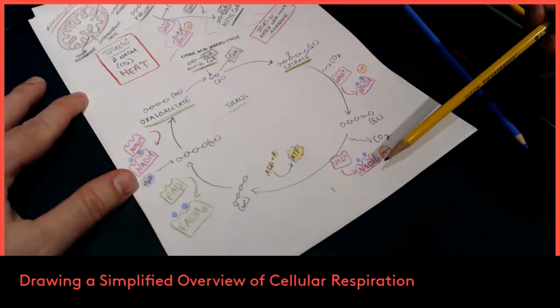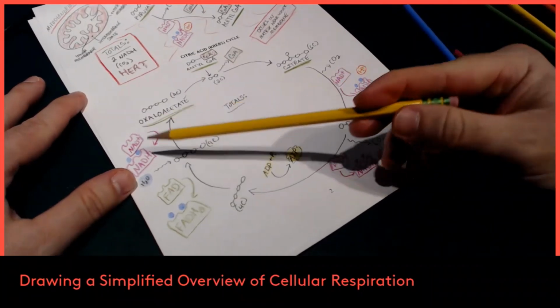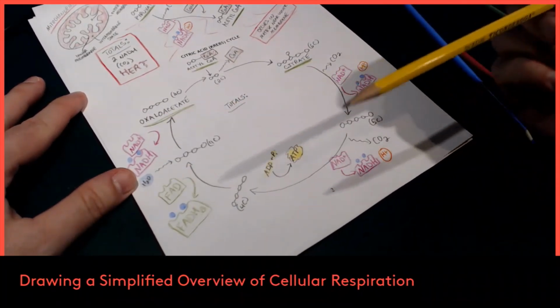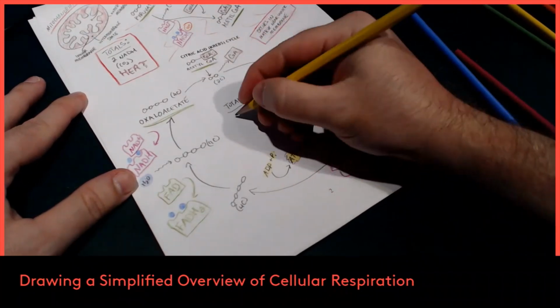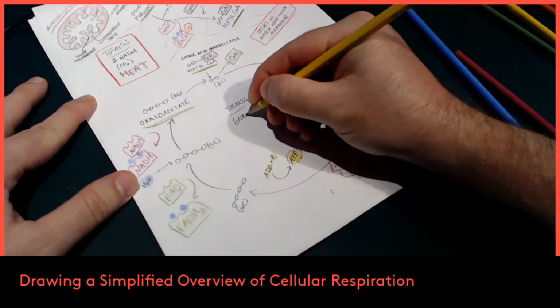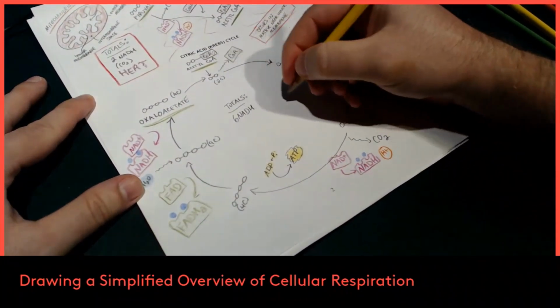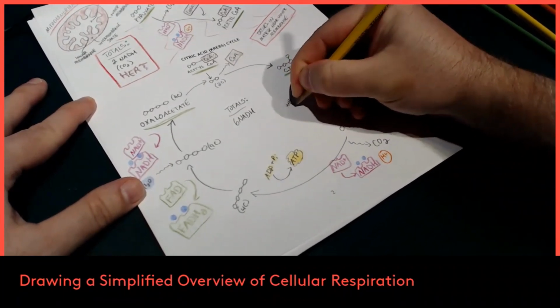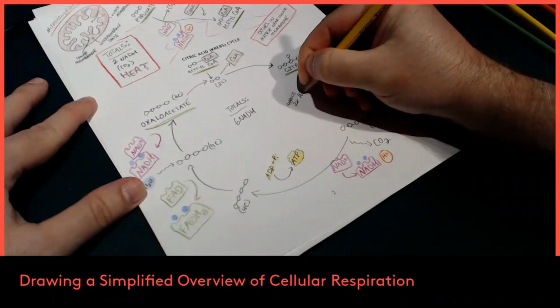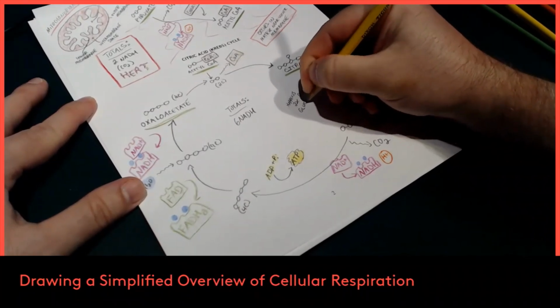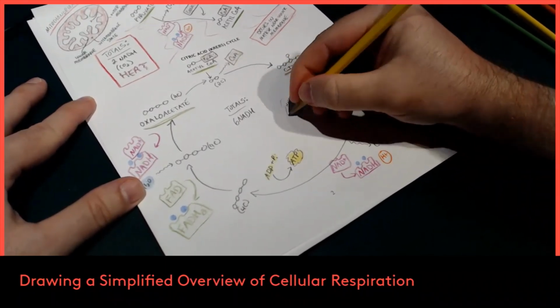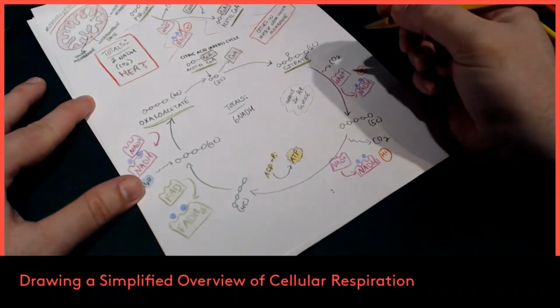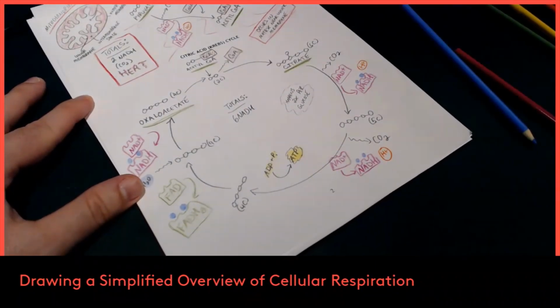1, 2, 3? Of course not, right? If you're good, you know that it is 6 NADH, right? And that's because, again, this happens twice per original glucose molecule, right? Yeah, don't forget that. Okay, so we got 6 NADH.